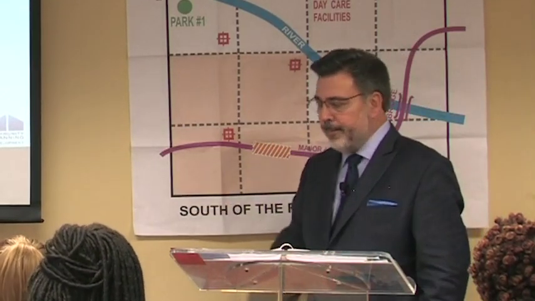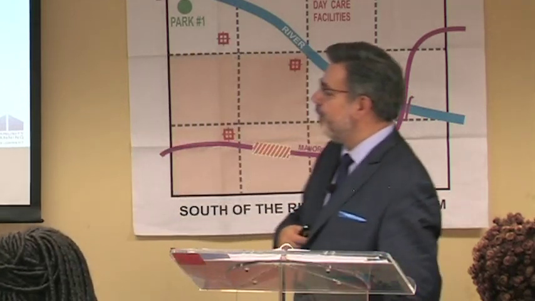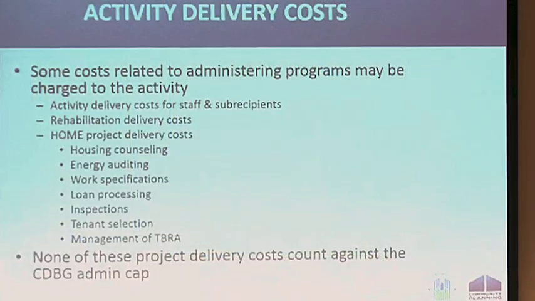It's done, okay? So again, that's just my best practice that I'm going to share with you. All of these things are examples of project delivery, activity delivery costs. For the HOME project delivery costs, you can include housing counseling, loan processing, and management of TBRA. So these are all kind of HOME type activities, okay?